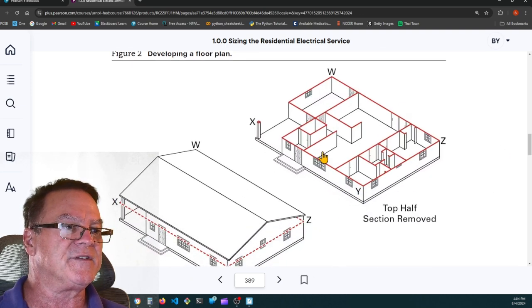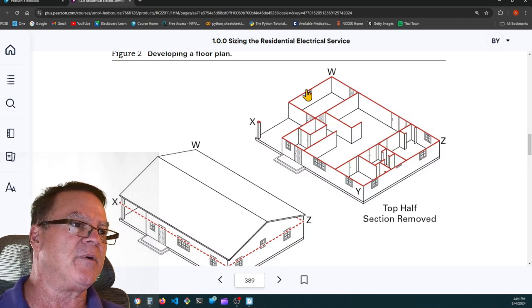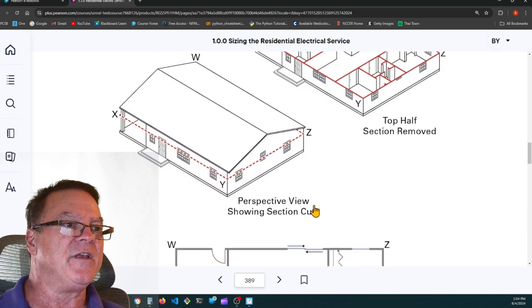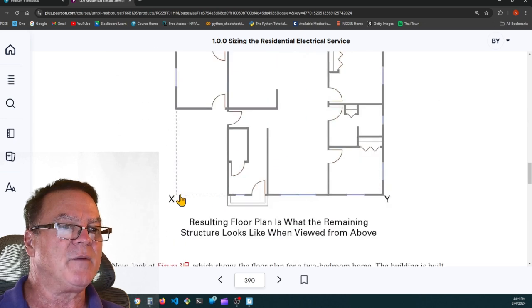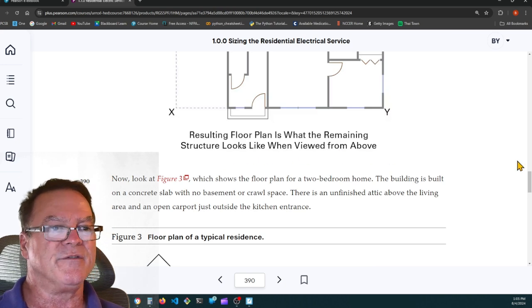So here's your floor plan for this single-story, single-family home. Basically, the floor plan is where they cut the roof off at the top of the windows, and then you can look down inside of the home. And this is what's drawn on the paper. That's your blueprint. And this is what it looks like. The only thing I would say is that this column, because it's in red, should have shown up over here. There should have been a little square showing that column. The resulting floor plan is what the remaining structure looks like when viewed from above.